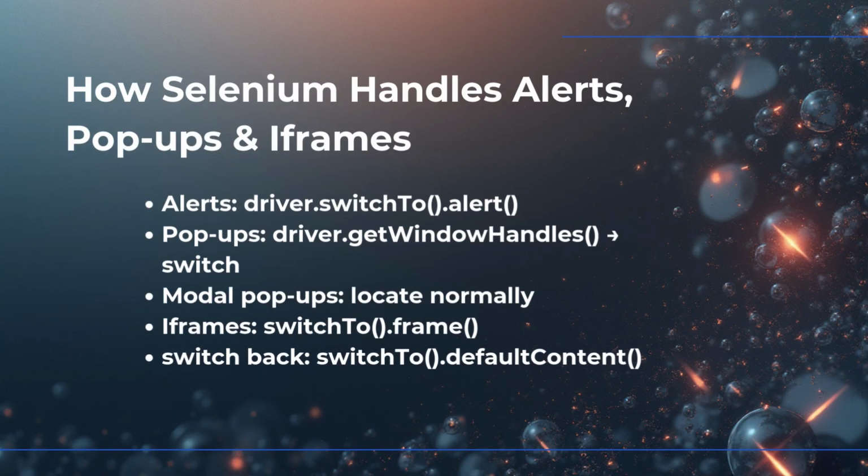Now let's go through some real Selenium commands and how we use them in an automation framework. First one is alert. We switch Selenium control using switch to dot alert. If you want to accept, we write alert dot accept. If you want to cancel it, dot dismiss.